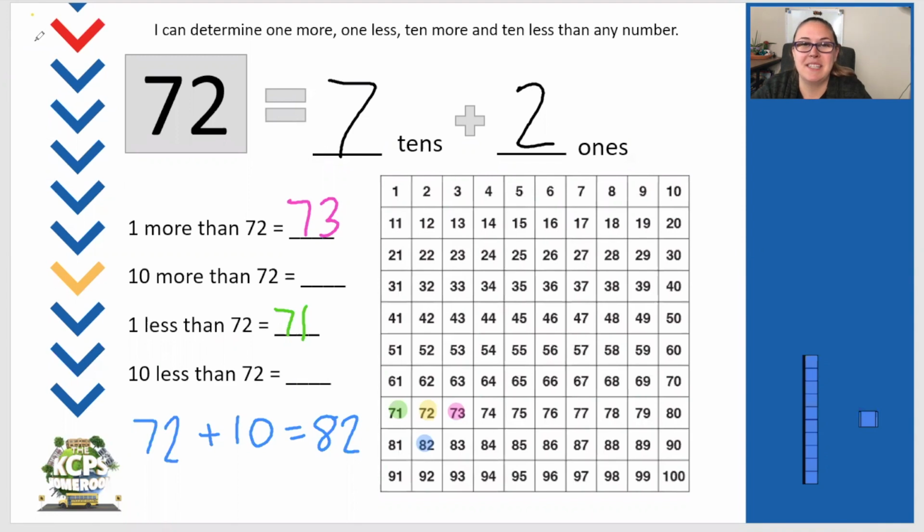Now the last step is to calculate 10 less than 72. That's your job today and this week. And I want you to keep practicing as hard as you can.